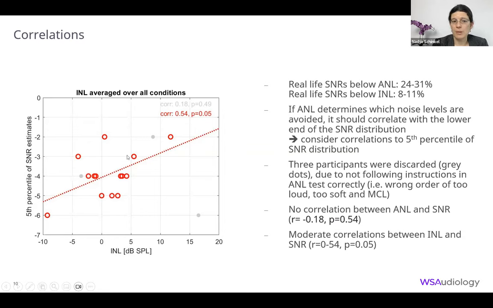We did discard 3 participants because they misunderstood the instructions in the acceptable noise level test. There you have to adjust the volume first to high, then to low, and then just right. And these 3 participants did not show this pattern at all. So we do have a correlation between people's noise preference and what they experience in real life. And that is consistent with our hypothesis that they shape their environment and maybe modify dissatisfactory situations.